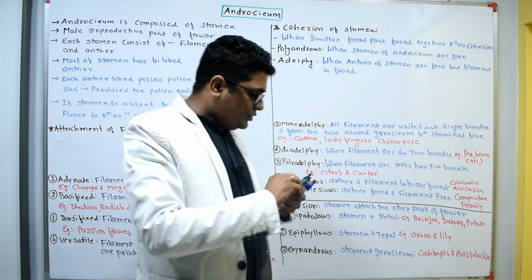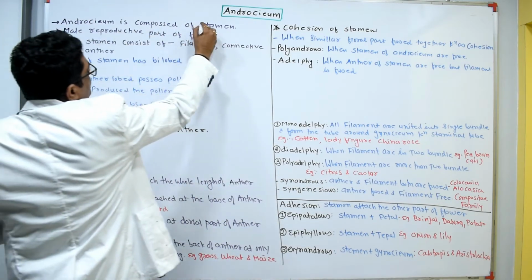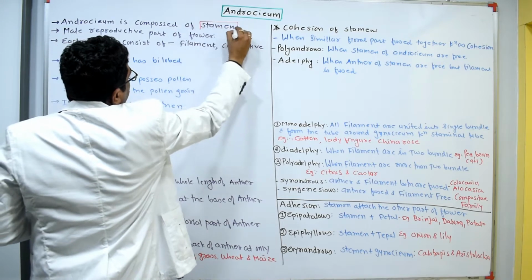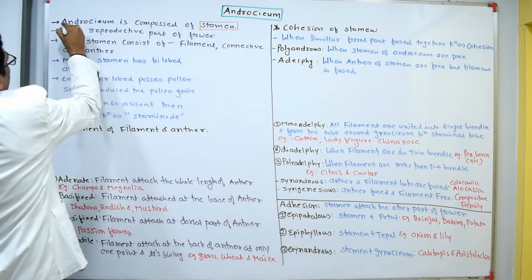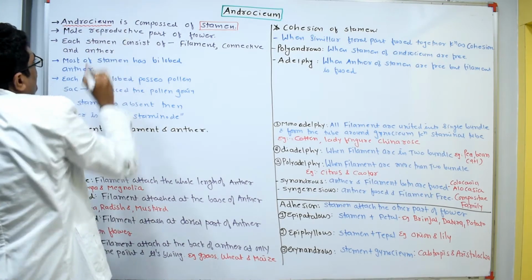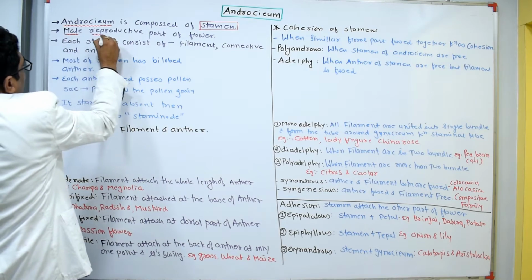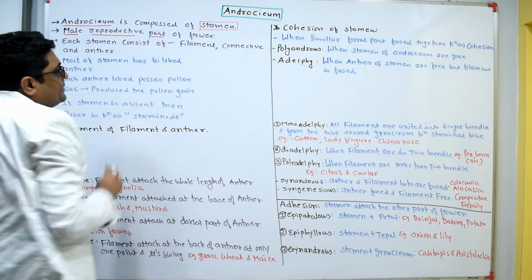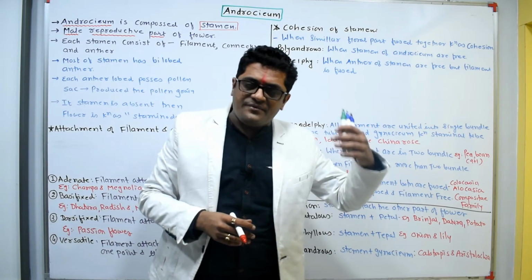The gynoecium is the female reproductive part of the flower. In the same way, the androecium is the male reproductive part of the flower. Each stamen consists of three parts. Which ones? Filament, connective and anther.